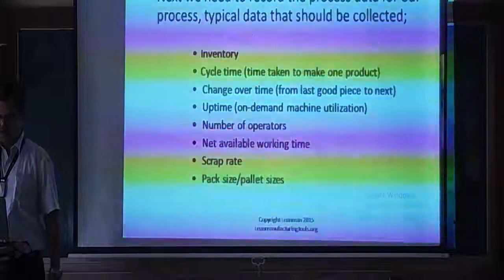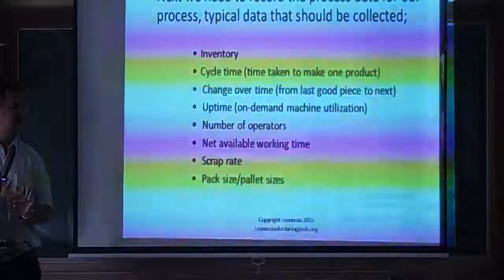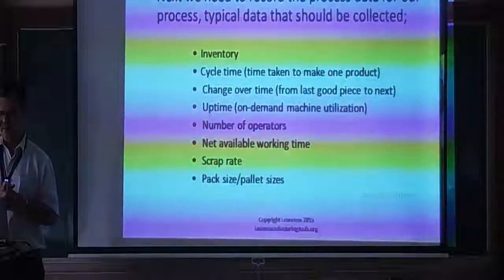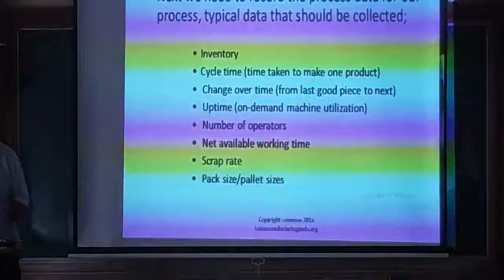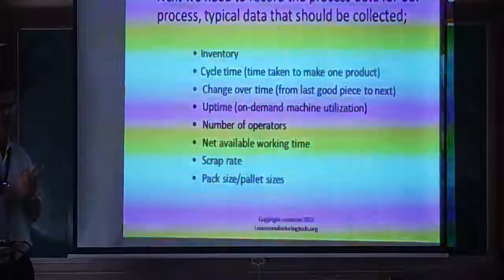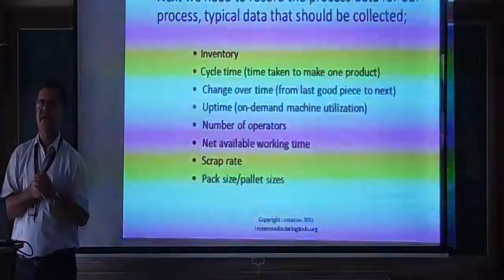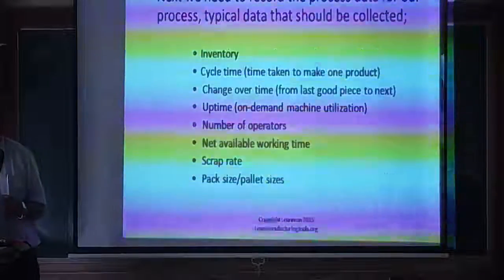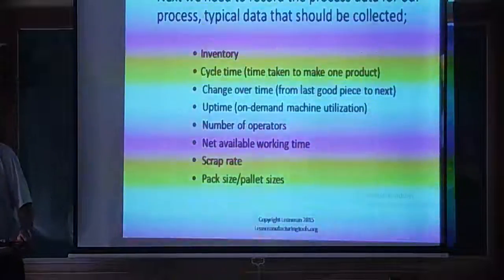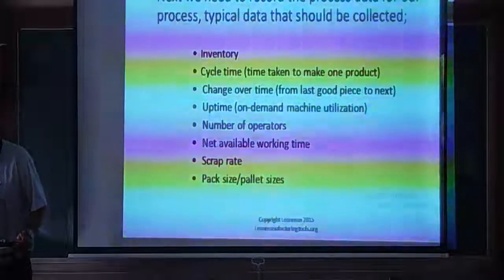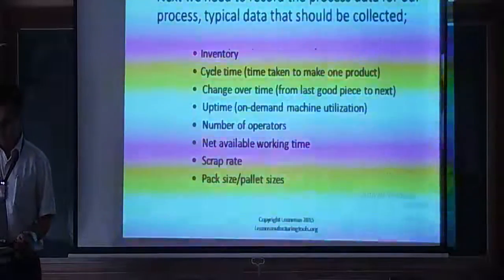Uptime is the on-demand machine utilization, basically the utilization of the machines. Downtime is when your machine cannot be put into use. So uptime and downtime. Number of operators is very important, as are the number of shifts. Net available working time is also very important, because when you calculate the total cycle time for a product, you should also know the net available working time. Scrap rate is also important for productivity, along with pack size and pallet size. These data need to be collected. It is process data: inventory, cycle time, changeover time, uptime, number of operators, net available working time, scrap rate, pack size.